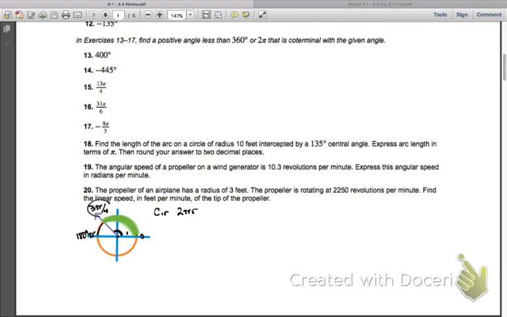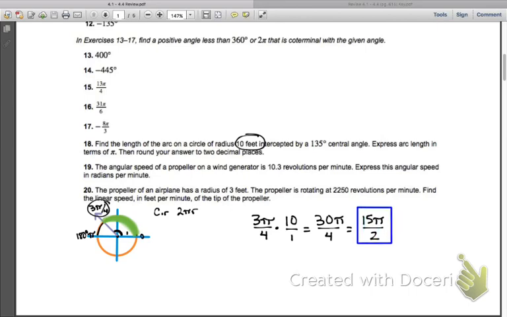So what am I going to do with 3 pi over 4 if I have a radius of 10 feet? What am I going to multiply 3 pi over 4 by? 10. So what is 3 pi over 4 times 10 over 1? 30 pi over 4, which is really 15 pi over 2. So there it is in terms of radians.